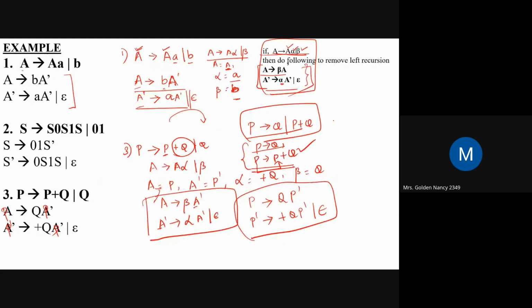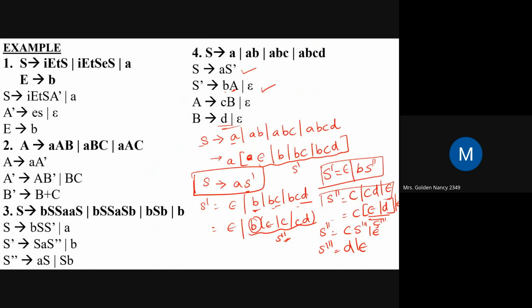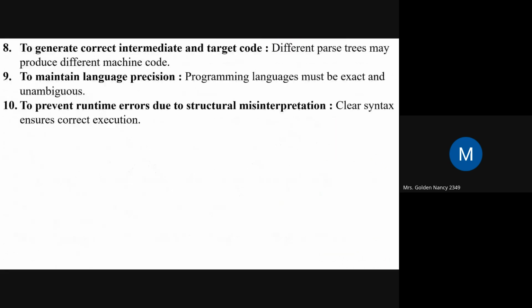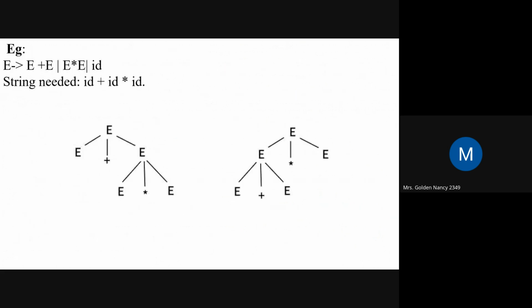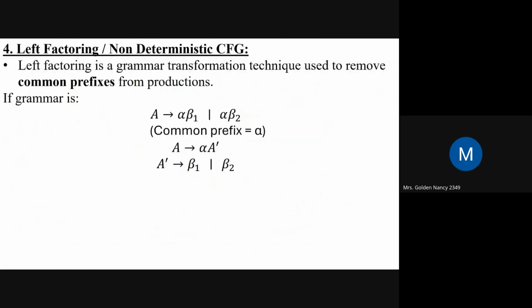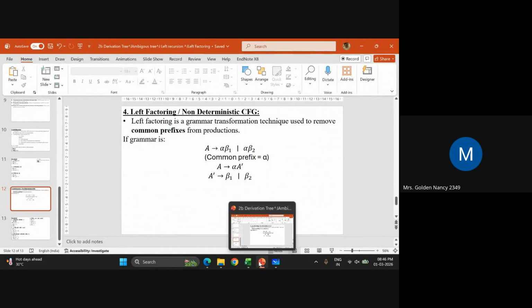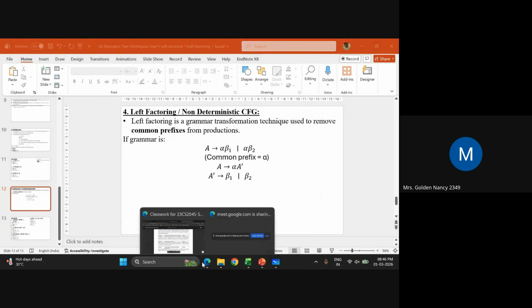Okay, next we saw left factoring, where if the letters are repeated in your production, you can take it as common and you can make it a new production. Why are we learning left factoring and left recursion? Because we need to avoid ambiguity. In order to remove ambiguity in our grammar, we need to learn left recursion and left factoring. I hope you understood. Rest of the things will be taught in next classes. Thank you all.